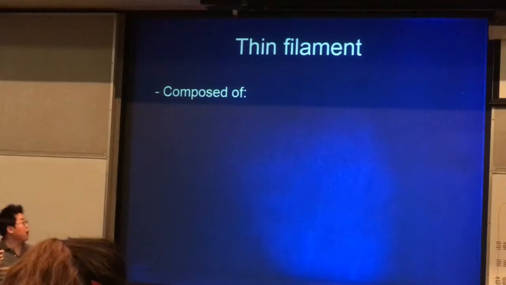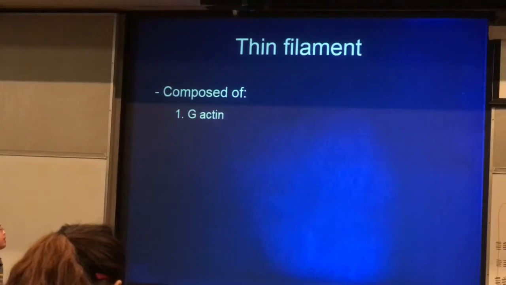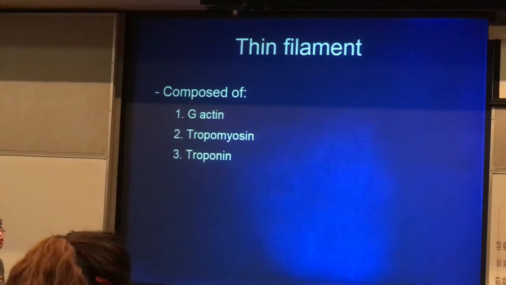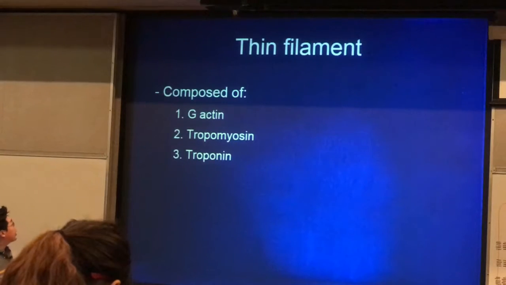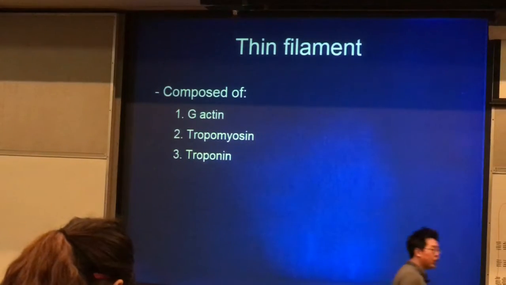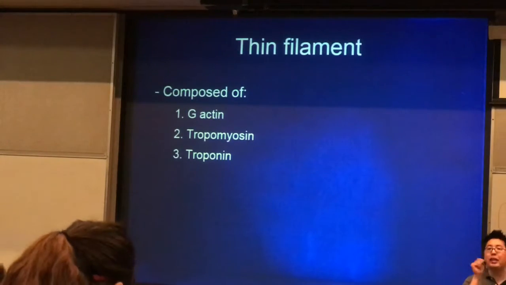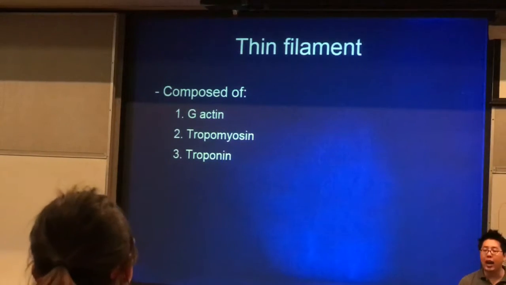Okay? The first one is going to be called G-actin. Then there's something called tropomyosin. And then the third one is something called troponin. So G-actin, tropomyosin, and then troponin. We're going to start off with the G-actin first. G-actin is called G-actin because it's a big glob. Okay, it's a big ball, and it's called globular actin.